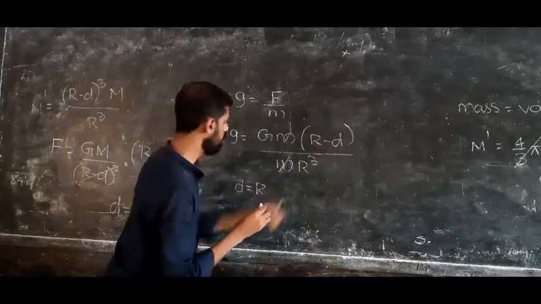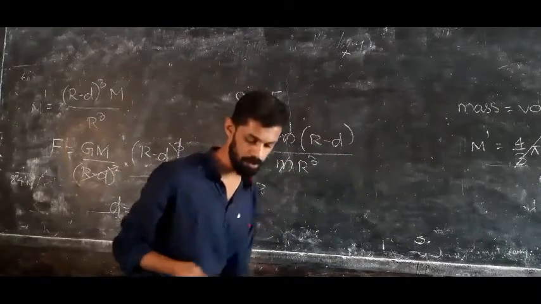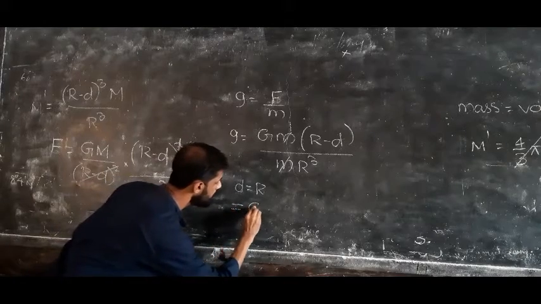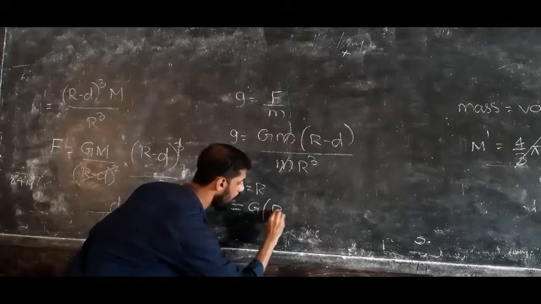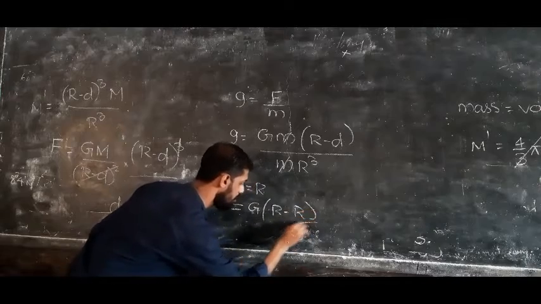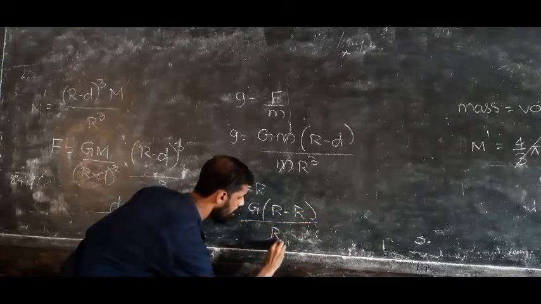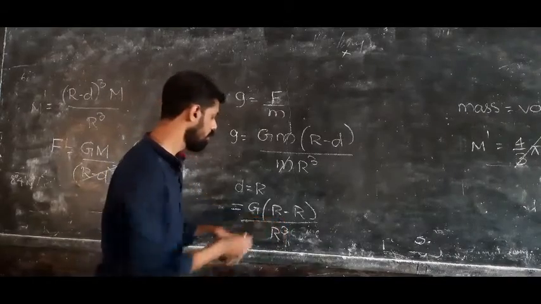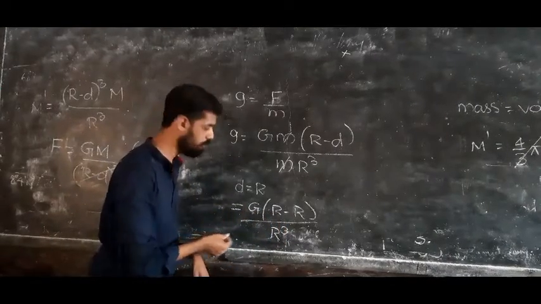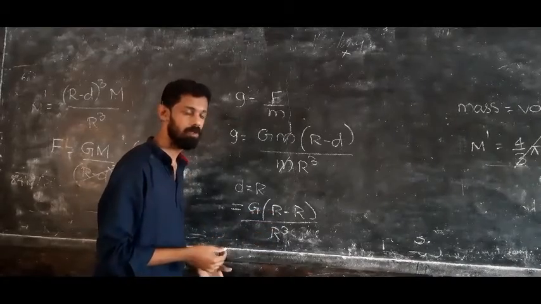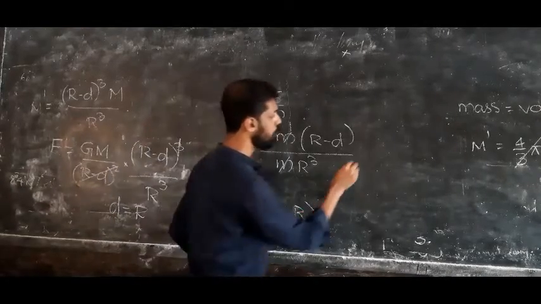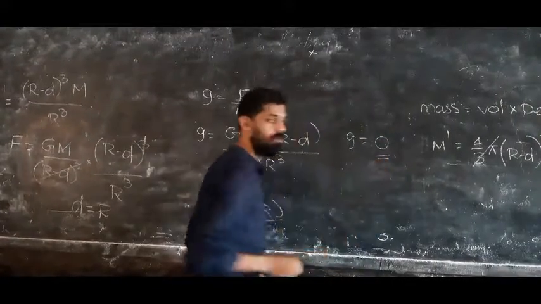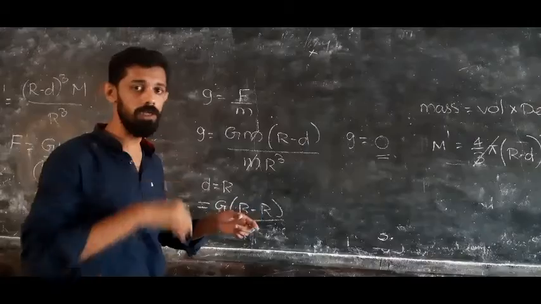Then we can rewrite this equation another way: G (r minus r) divided by r cube. R minus r means what? 0. 0 into any term will be 0, and 0 divided by any term will be 0. So we can conclude that g equals 0 when it reaches the center of the Earth.